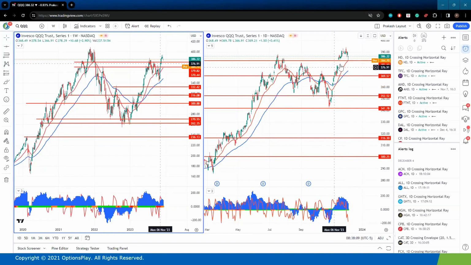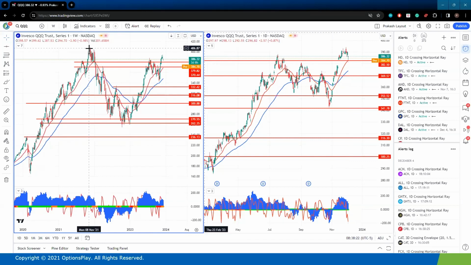In terms of key levels, if we break below this 380 area, we have the 55-day exponential moving average to provide some support. And the next key level to the upside really is all-time highs at around that 405, 406 area.